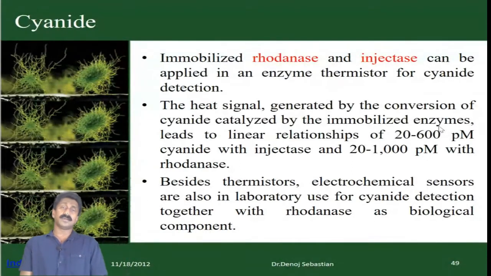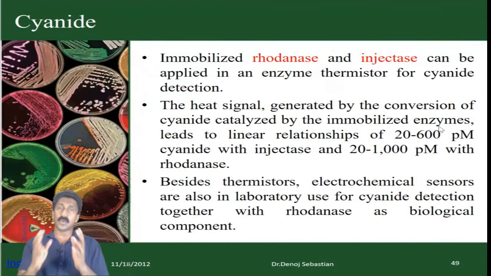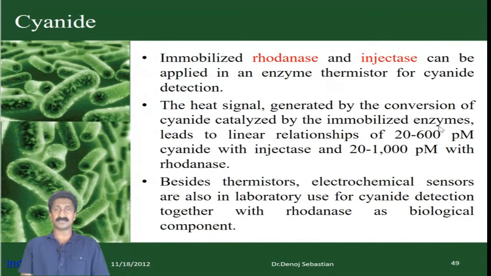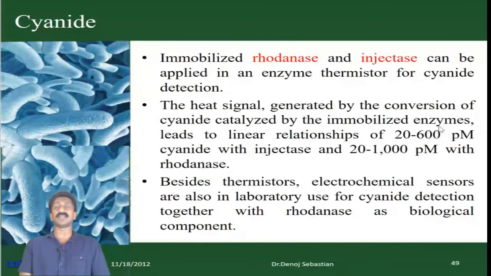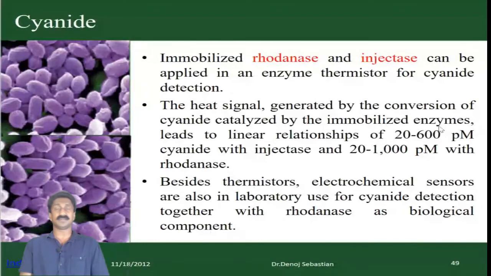Now, besides the thermistors, electrochemical sensors are also in laboratory use for cyanide detection, in combination with rhodanase as the biological component. So the rhodanase enzyme is acting as a biological component for the electrochemical sensors, which are being developed these days.